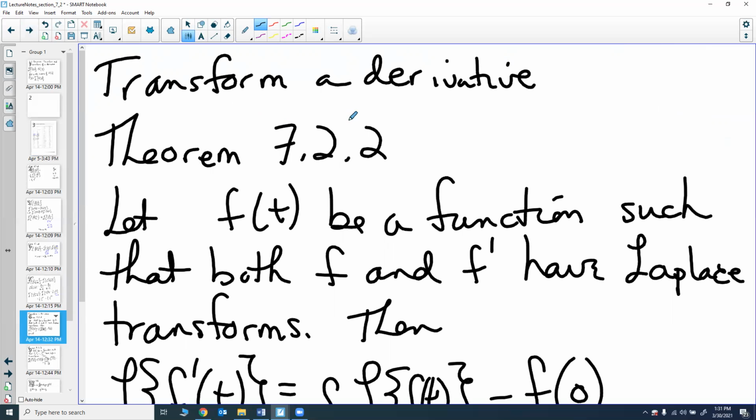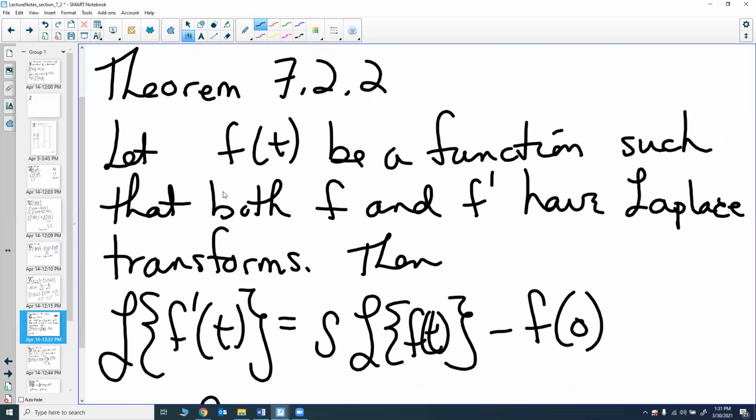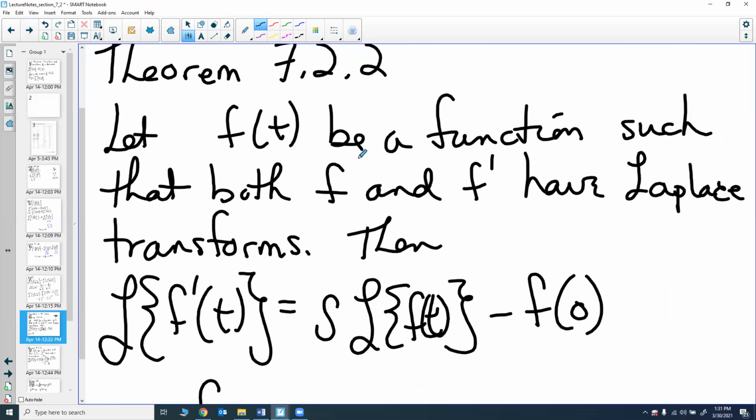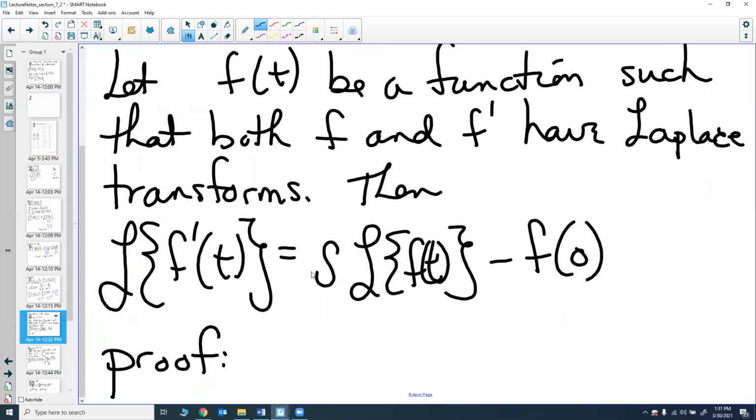We do also want to talk about transforming a derivative. There's a theorem that we're going to look at here. That theorem says let f of t be a function such that both f and f prime have Laplace transforms. Not every function has a Laplace transform because that integral may not exist. It might not converge. So we need to first make sure they do in fact have Laplace transforms. Then the Laplace transform of f prime of t is s times the Laplace transform of f of t minus f of 0, which means you need to know your initial condition. This is why I said Laplace transforms are useful when we know that initial condition.